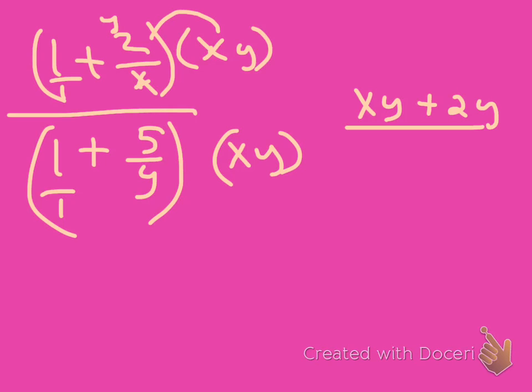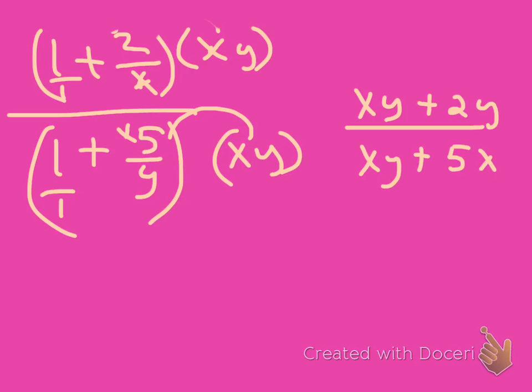Then on the bottom, nothing will cancel again, so it'll be xy, and then plus 5x, because this time the y's will cancel, leaving you with that 5 times the x, 5x. All right, are we done?